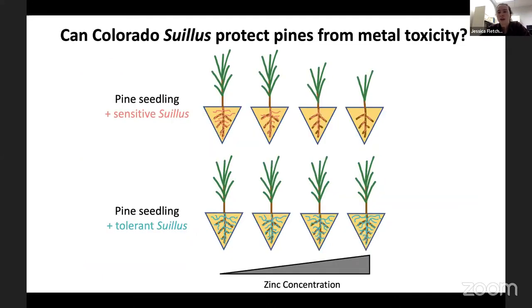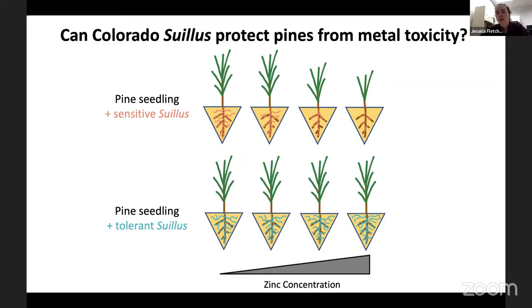So to look at my Colorado isolates and to see if they can protect the pines from metal toxicity, I currently have an assay set up where I'm growing pine seedlings with a zinc sensitive Suillus isolate, and then another set with a zinc tolerant Suillus isolate. I also have a control where I have no fungal inoculation at all. And I'm growing these bioassays along a zinc gradient.